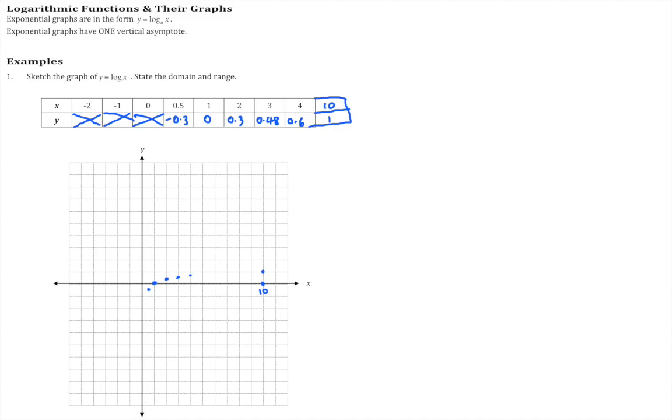What's going to happen if I did something like the log of 0.1? So we try that, the log of 0.1, and we get -1. Wow. So what I'm actually getting is this.